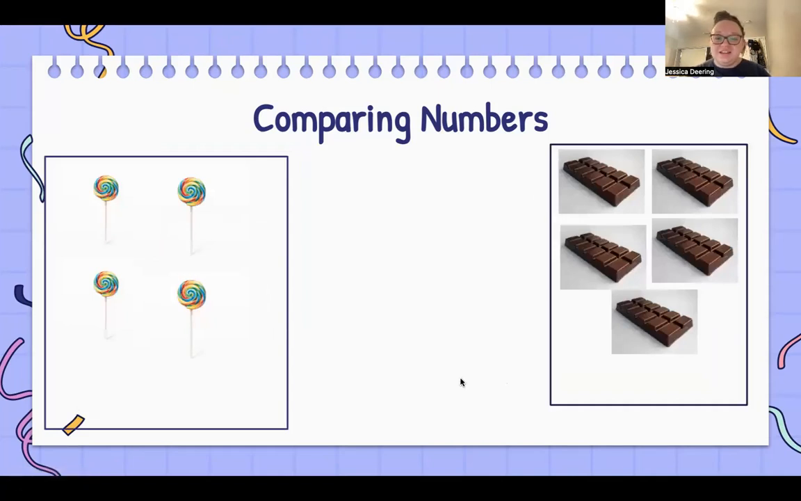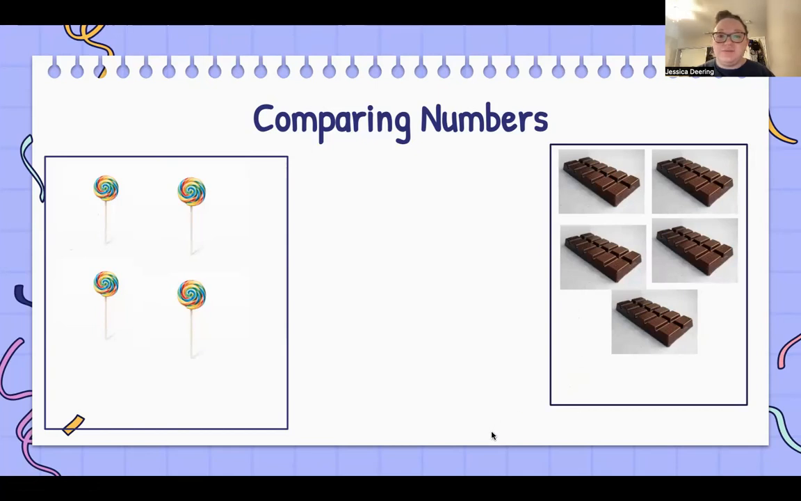Here we have some candy. We're going to look at some lollipops. Can you count them with me? Ready? 1, 2, 3, and 4. We have 4 lollipops in this box. And then in this group, we have chocolate bars. Can we see how many chocolate bars there are? Ready? 1, 2, 3, 4, 5. So if we look, are there more lollipops in this box, or are there more chocolate bars in this box?